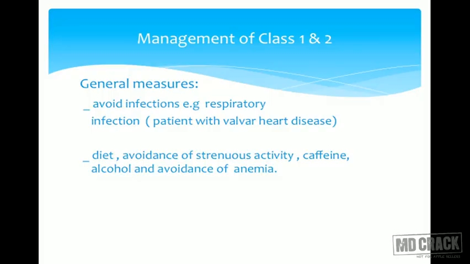Management of class 1 and 2, low-risk people: ask them to come for ANC maybe a little more frequently than normal antenatal checkups. Always warn them to stay away from people who are having infections like respiratory infections. They should not get close to them, or they should always take care that they don't get any kind of infection. Again, the risk is more in valvular heart disease patients. Diet: avoid strenuous activity, even excessive use of caffeine or alcohol should be avoided. We should take care that they should not have anemia, because we already know this heart disease.